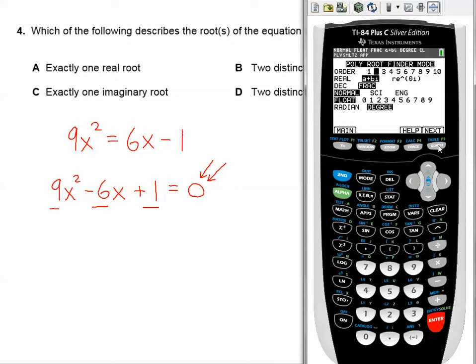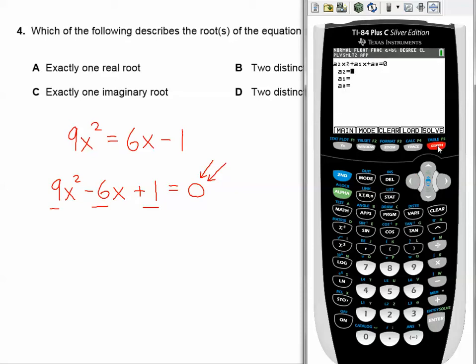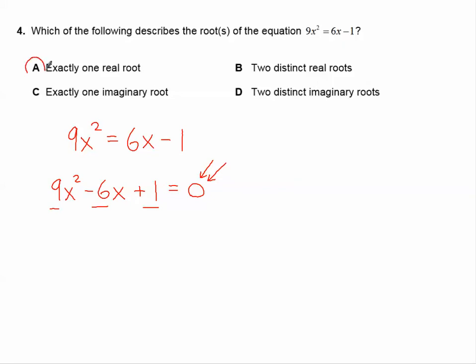I'm going to hit next. And I've got my 3 coefficients. I have 9, enter, negative 6, enter, 1, enter. I'm going to hit solve, and I'm going to look at my answers. I have both of them the same. Both of them are 1/3. So let's look at what I have. Answer choice A, exactly 1 real root. Well, 1/3 is a real number, and that's the only number that I have, so that's absolutely the answer.